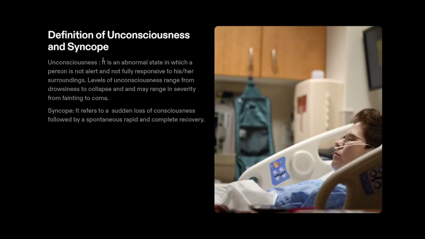Definition of unconsciousness and syncope. First, we will see about unconsciousness. It is an abnormal state in which a person is not alert and not fully responsive to his or her surroundings. Here the patient will not be alert and is not oriented to his or her surroundings. The levels of unconsciousness range from drowsiness to collapse. First the patient goes into drowsiness and later into collapse, and it may range in severity from fainting to coma.